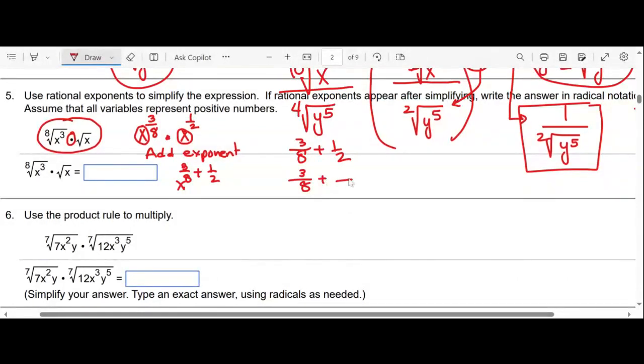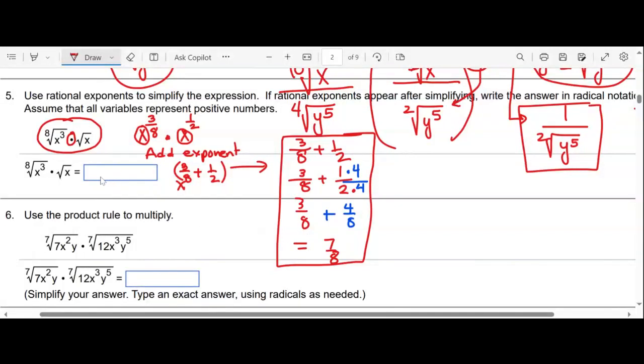So it becomes 1 over 2 times what? Times 4. And if you multiply the bottom, so they give you 4 over 8 plus 3 over 8. That gives you what? 7 over 8. So what is the answer for this one? X to the power of 7 over 8. Or you can write it as the 8th root of x to the power of 7. This is correct and this is correct. Is this clear?